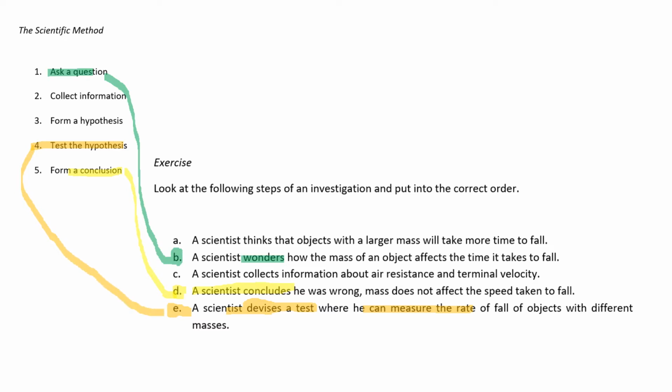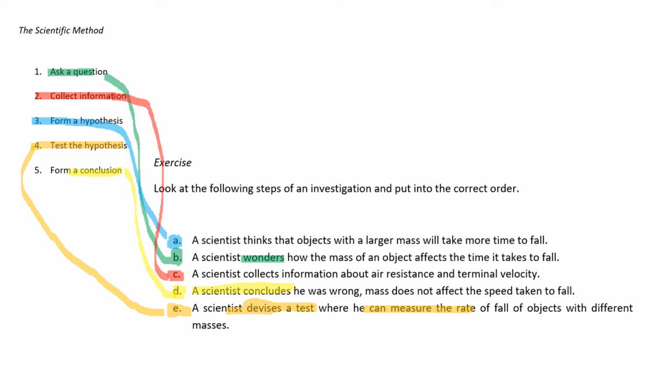A scientist thinks that objects with a larger mass will take more time to fall. This is what they think. This is not what they are collecting from other places. This is what they are thinking. They are guessing. They are predicting. So answer A is going to link to forming a hypothesis. And so the last one, the scientist collects information about air resistance and terminal velocity. This is going to be collecting information.